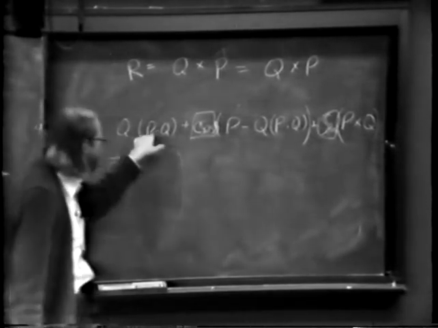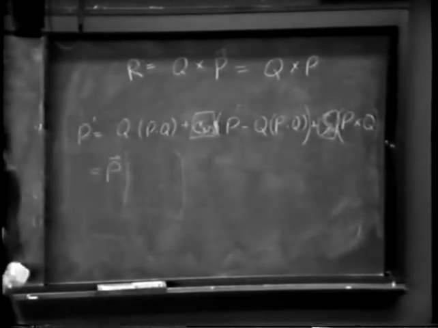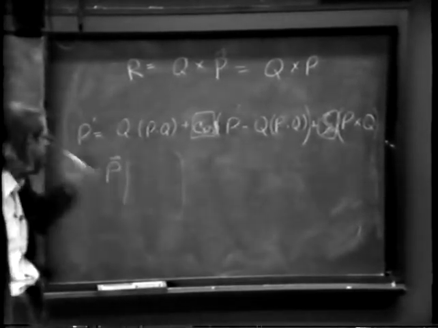What we want to do is factor P out of each of these terms so that we can treat it as a matrix, right?